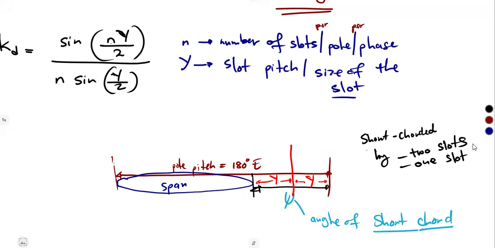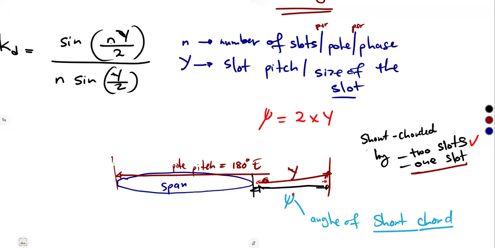In this condition, when it is 2 slots like this, it will mean that our angle of shortcut is equal to 2 times the slot pitch, our gamma, 2 times. This is the condition they gave us, short-coded by 2 slots. They can say it's short-coded by 1 slot. When it is that way, it means the whole of this part that is remaining is equivalent to 1 slot. The part that is remaining is equivalent to gamma.